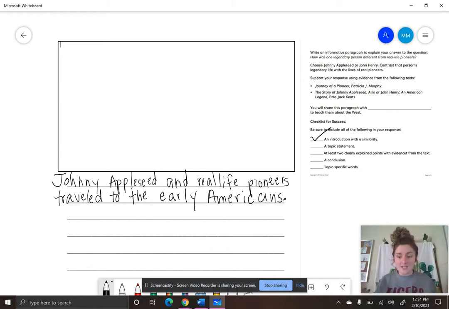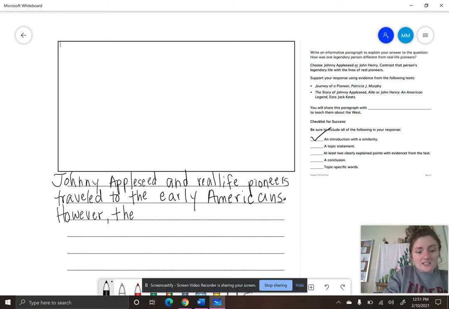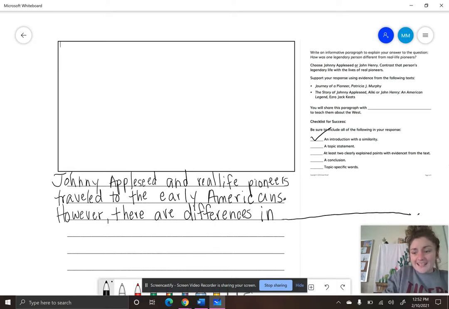Now we need a topic statement. Remember, our topic statements tell us how they are different. So we would say, however, there are differences in blank. What did we say they were different in? How they traveled, how they made that journey.